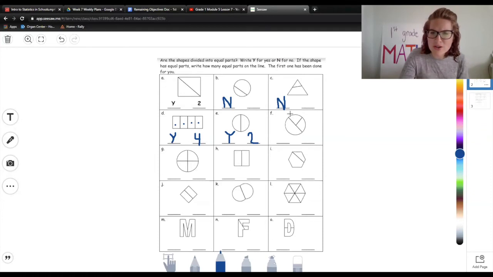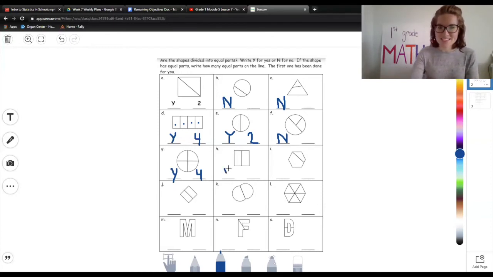Okay, here we have another circle, and this line looks right, but does that line look right? No, there's 3 parts, but they are not equal. What about this one? Yes, how many equal parts do we have? 4. You're doing awesome. This one? Yes. They divided it right down the middle into 2 equal parts.